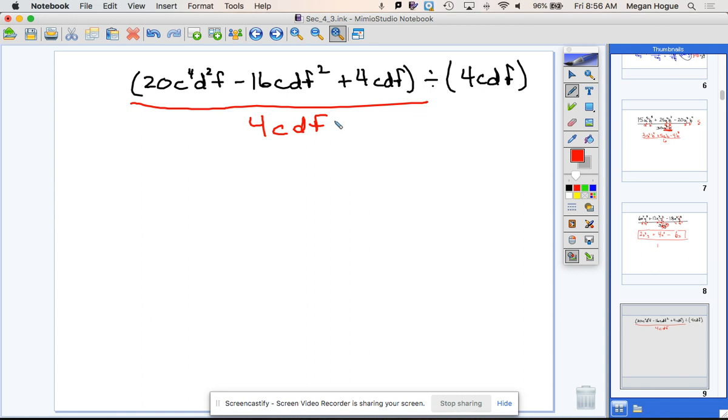Does that say c to the 4th? c to the 4th, d squared f minus 16cdf squared plus cdf, and then I just changed it. It's divided by cdf. Do you want to try this one first?